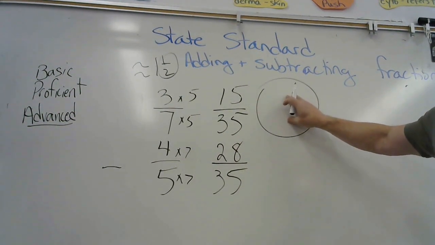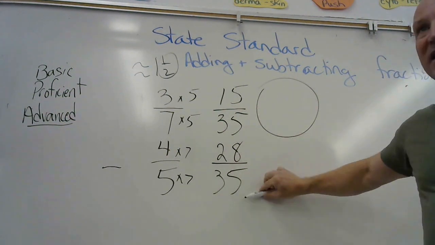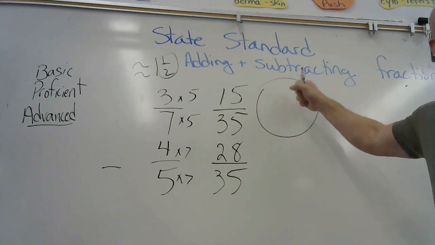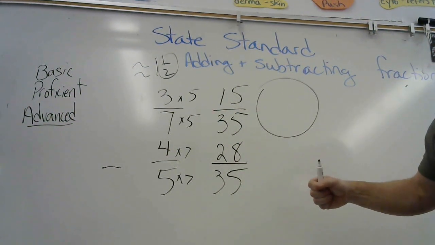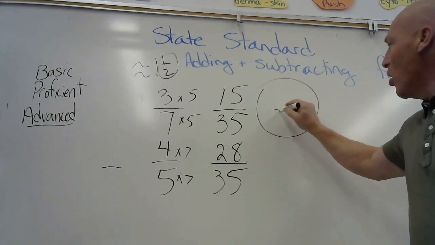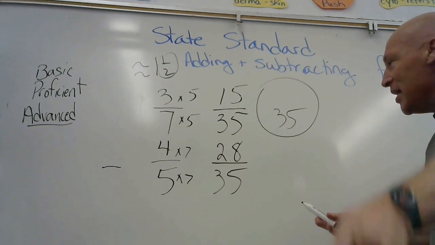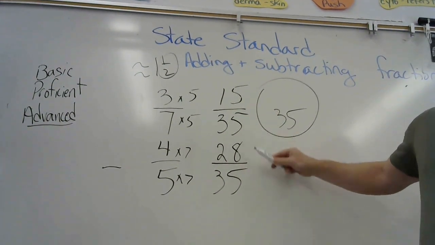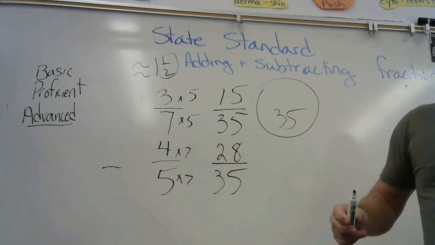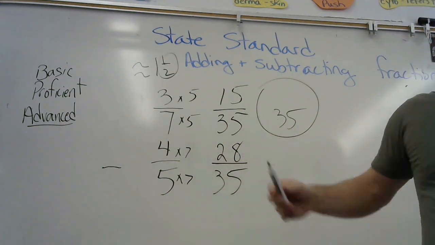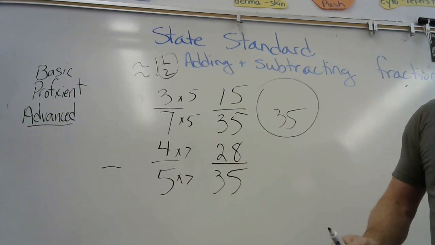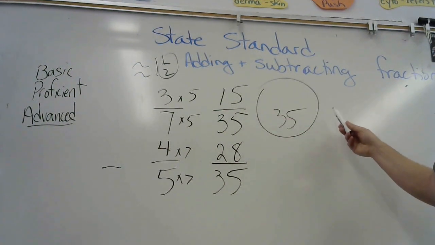But wait a minute, this is a whole, and I want to make sure that all of my pieces are congruent. What am I going to do with this pizza? I'm going to cut it up into 35 pieces. Why 35? Why didn't I do 15? Because the denominator is 35. Yes. If the denominator were 12, what would I have cut this pizza up into? 12. If this denominator was 100, what would I have cut this pizza up into? 100.